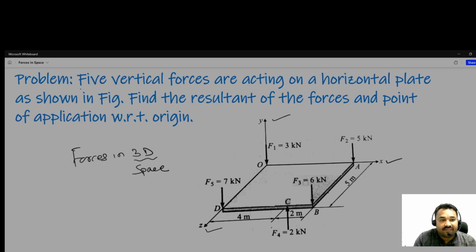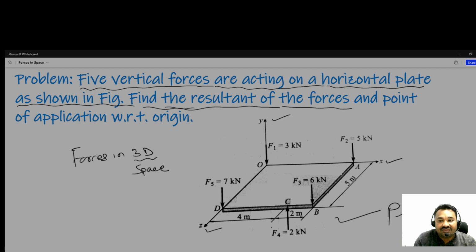Five vertical forces are acting on a horizontal plane. Okay, so this is what? This is the plate. As shown in figure, find the resultant of the forces and point of application with respect to origin.